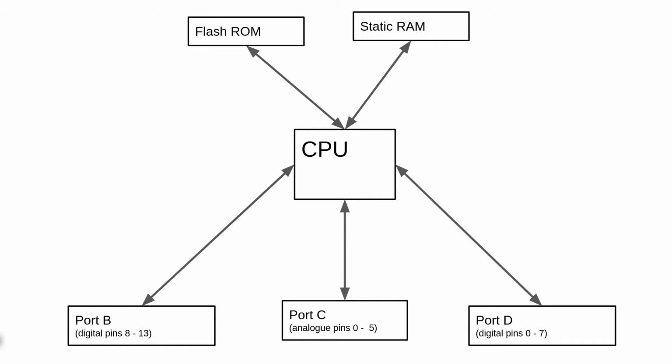Here is a simplified diagram of the AT328P. For now, I'll ignore the timers, EEPROM, and serial port, among other things. The CPU of the microcontroller has access to static RAM, flash memory where the program is stored, and all the I/O pins. The I/O pins are grouped into 3 ports. Port C is for the analog pins, Port B is for the digital pins 8 to 13, and Port D is digital pins 0 to 7.